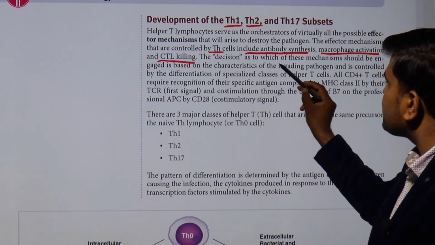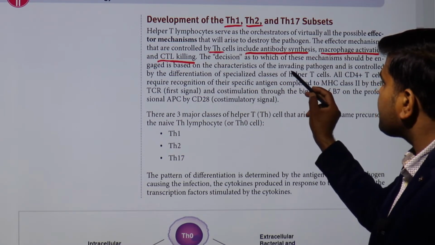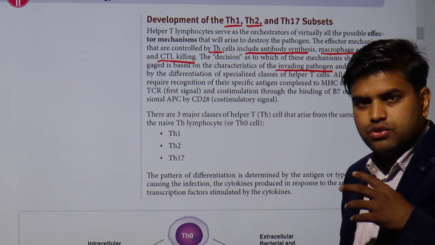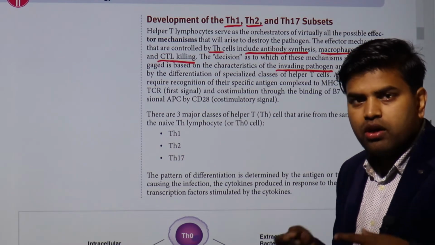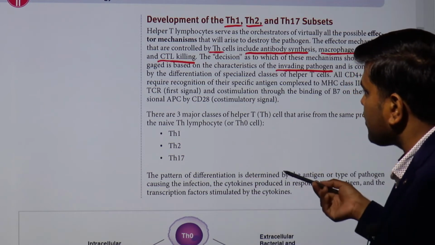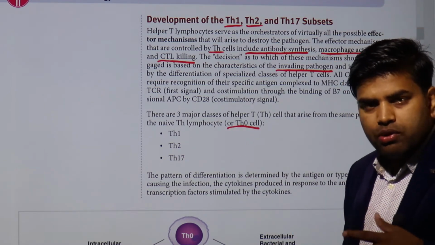Okay, the decision as to which of these mechanisms should be engaged is based on the character of the invading pathogen. So what will come out? It will lead to the Th1 arm, Th2 arm or Th17. What will come out of the Th0 arm? The naive T lymphocyte, what will be its fate?